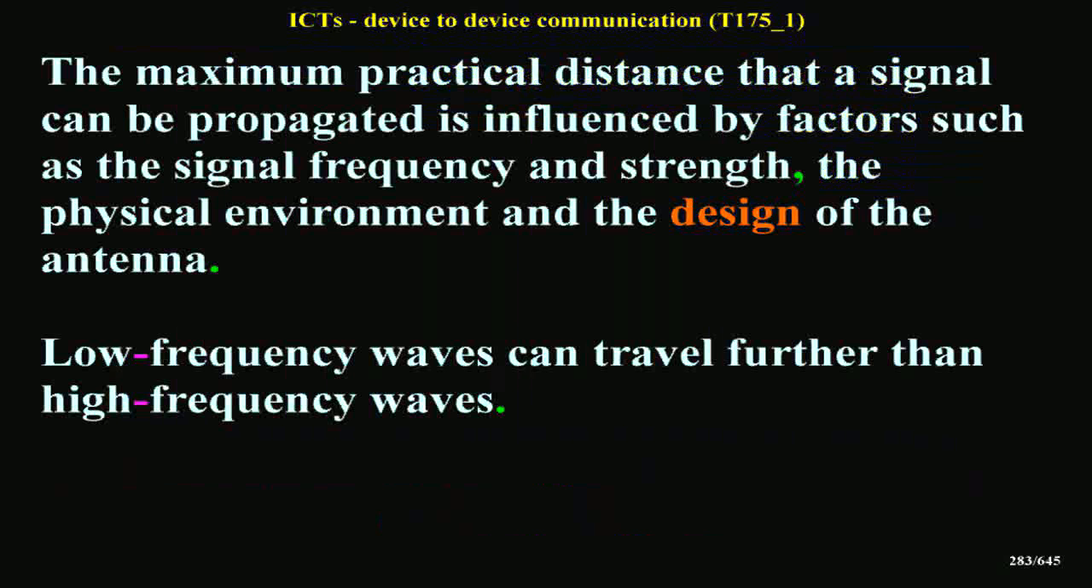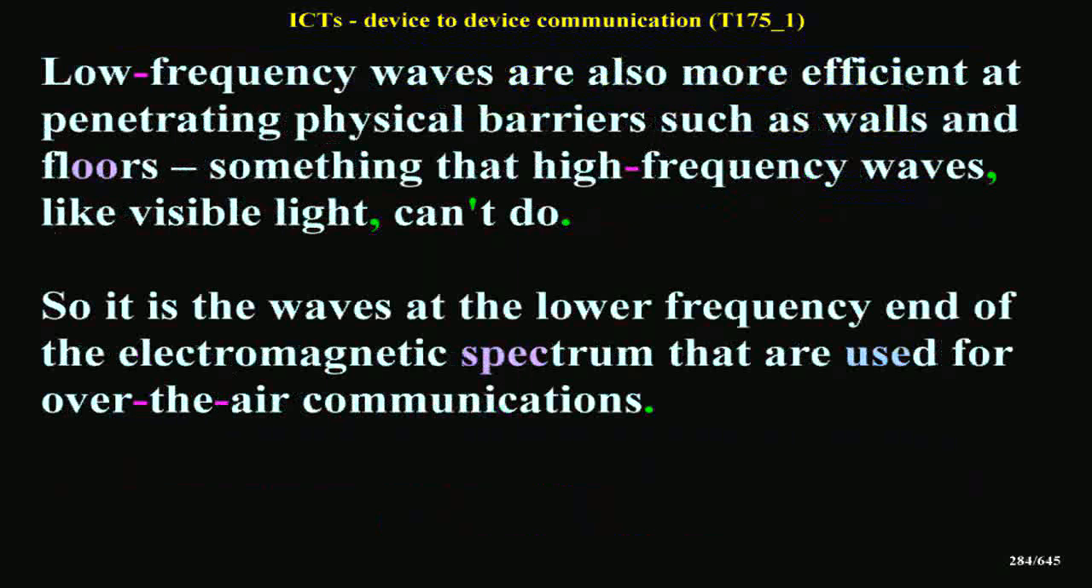Low-frequency waves can travel further than high-frequency waves. Low-frequency waves are also more efficient at penetrating physical barriers such as walls and floors, something that high-frequency waves, like visible light, can't do. So it is the waves at the lower frequency end of the electromagnetic spectrum that are used for over-the-air communications. These include the radio and microwave frequencies.